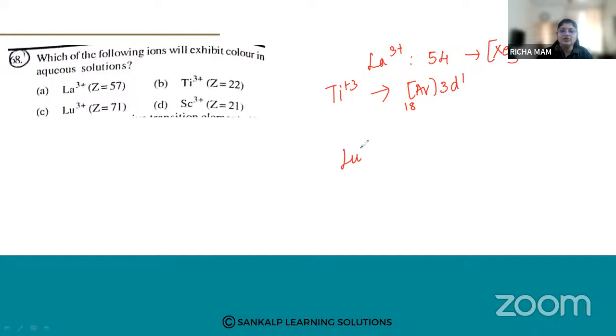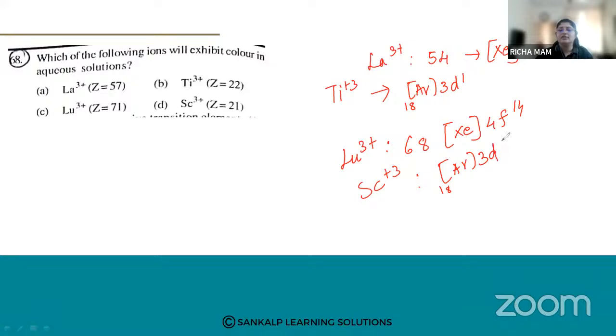Then lutetium plus 3. After losing 3 electrons it will be 68, so it is xenon 4f14. Then scandium plus 3. Scandium is 21, so after losing electrons it is argon 18 and 3d0. So this is also colorless, this is also colorless, this is also colorless, and this one is colored. So option number B.